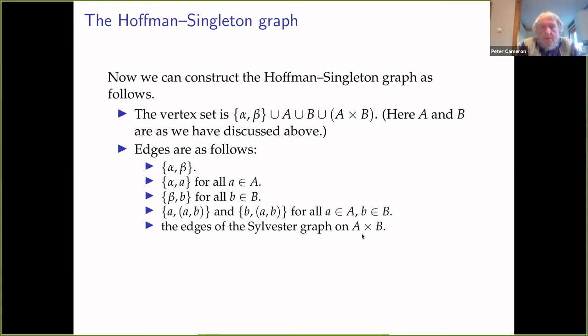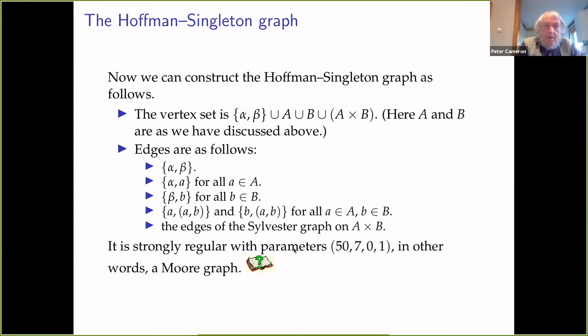And if you do that, you find that the resulting graph is strongly regular, and it's a Moore graph. It has 50 vertices, valency 7, no triangles, 2 points at distance 4 have a unique common neighbor, so no 4 cycles either. So the girth is 5. So that's the Hoffman-Singleton graph.